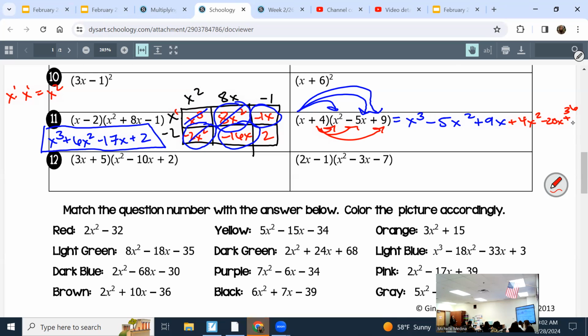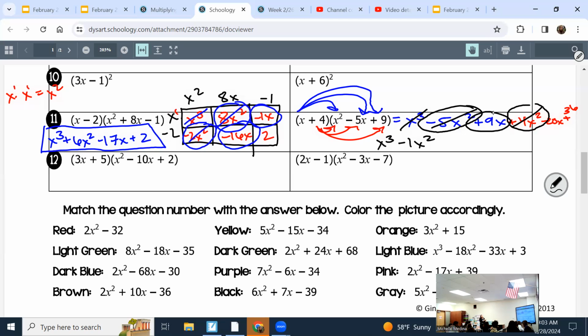Now when you write your final answer, you combine like terms. Does the x cubed have a like term? So just write it. Does this negative 5x squared have a like term? Yes, here's another x squared, I can combine it. What's negative 5x squared plus 4x squared? Negative 1x squared, and don't forget to show that it's a negative. I'm gonna cross them out now.